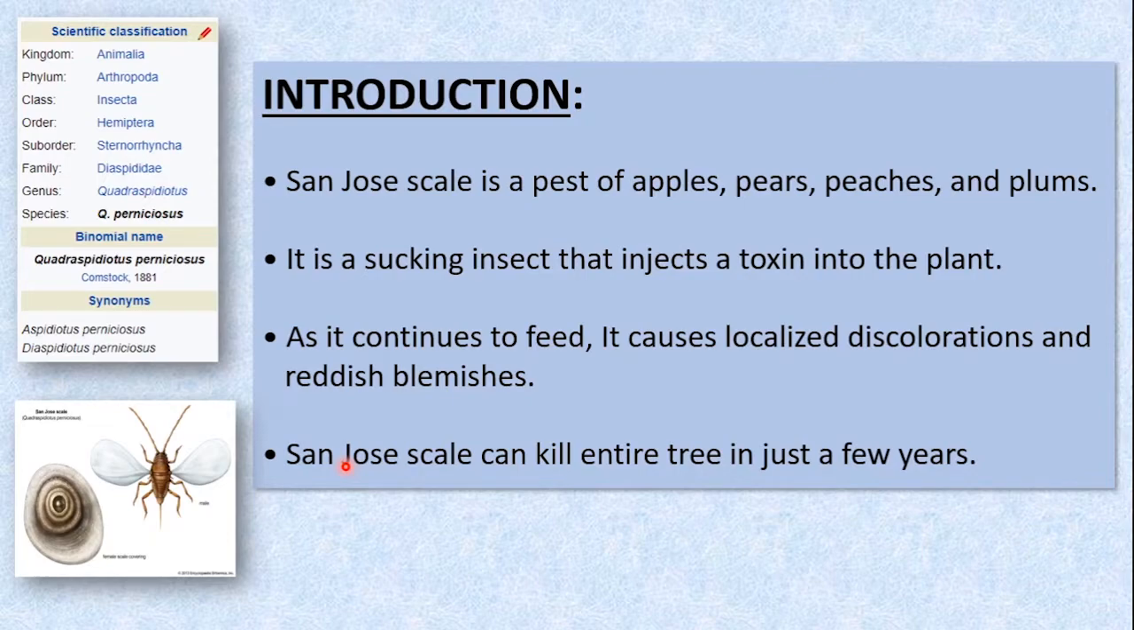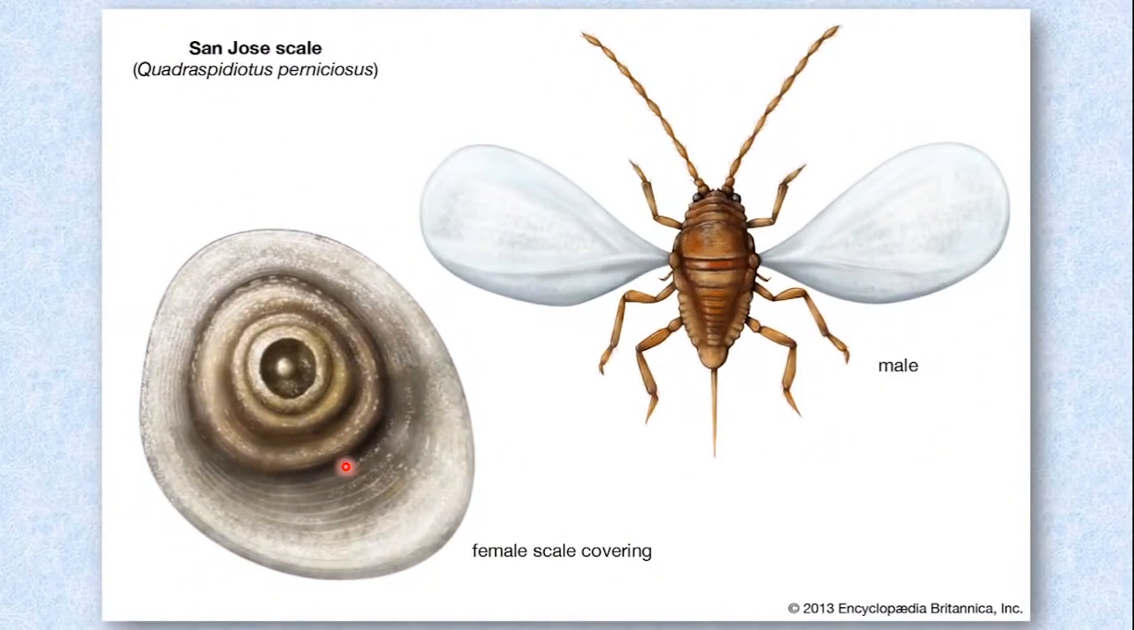it can kill the entire plant if not treated. Here you can see the difference between male insect and female insect. Male insect is a typical insect having thoracic legs, having a pair of antennae, having wings. Whereas female insect does not actually look like an insect.